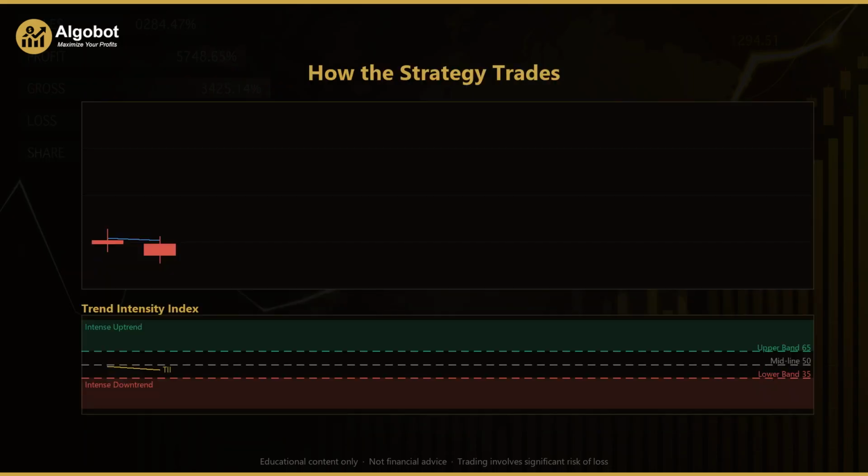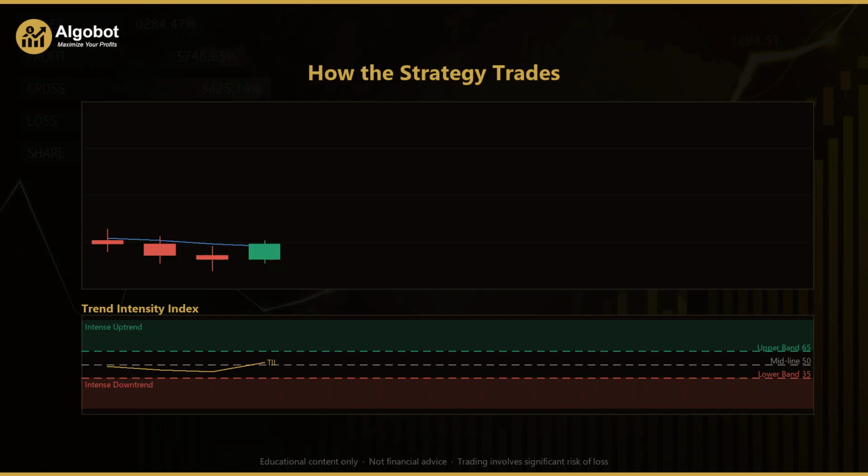Let's bring this to life on the chart. Across the bottom, you can see the Trend Intensity Index in its own panel, moving between 0 and 100. The green dashed line marks the upper band at 65, the red dashed line marks the lower band at 35, and the gray line in the center is the 50 midline. On the price chart itself, the blue line is the 21-period moving average, the mean that each close is measured against.